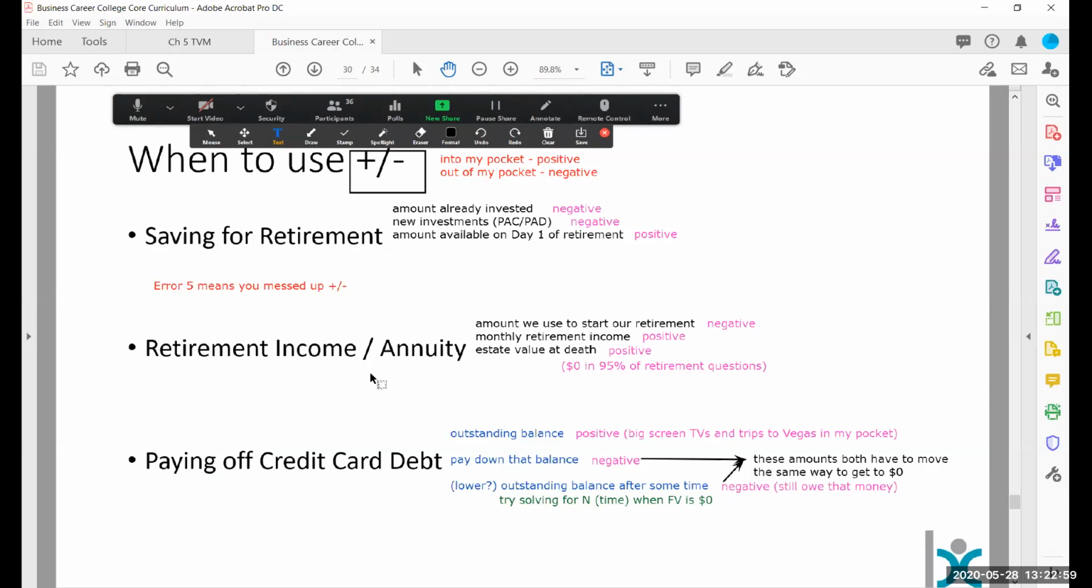Sorry, I'm reading the slide. Just give me a moment, please. Outstanding balance positive, you get all your toys. Pay down the balance, and once you start paying it down, it's negative. Lower outstanding balance after some time is negative. These amounts both have to move the same way to get to zero. So these negative numbers, once you've paid down, were not referring to present value at all, they were referring to future value? Right, yeah.